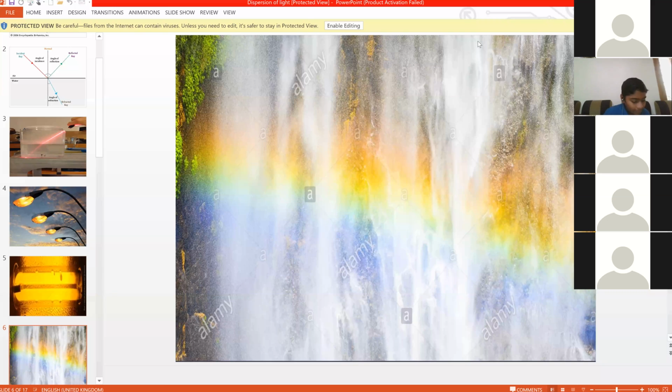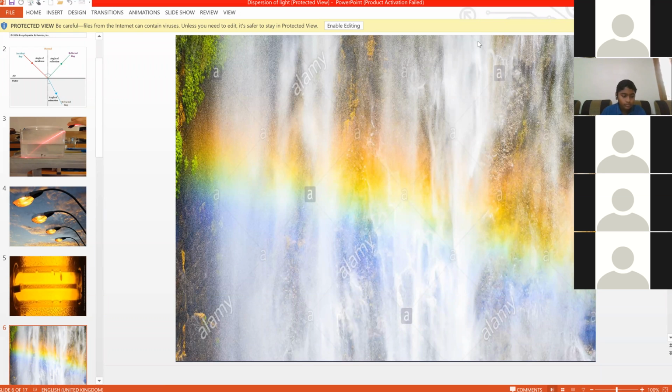Yes, ma'am. Light can travel through different mediums such as air, glass, water, oil, etc. When light passes from one medium to another, it gets bent at the surface separating the two media. The bending of light when traveling from one medium to another is called refraction. Very good.